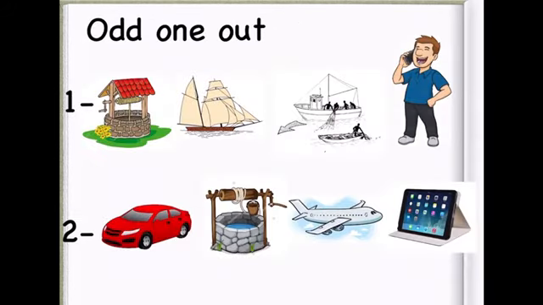Now, odd one out. We have to find the odd one out, Shabab, which doesn't belong to the past here. Yes, the man who is speaking on his phone. Number one, we have a well, a dhow, fishing. Okay, we are going to choose the man who is speaking on his phone. Now, in our modern time, we have a car, wheel, plane, and iPad. Okay, now we are going to choose the one that doesn't belong to this age.